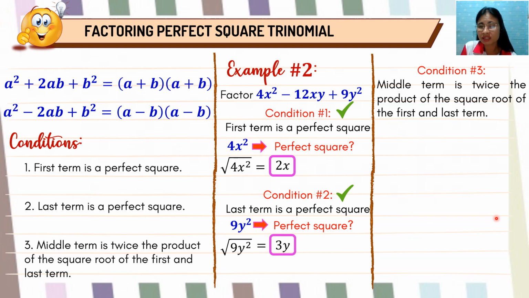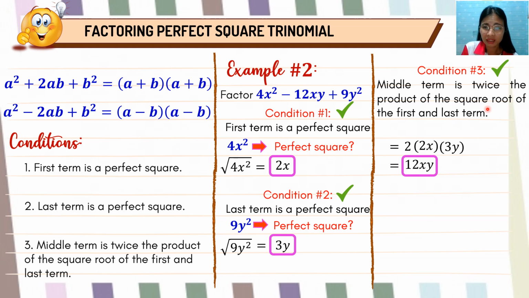Middle term is twice the product of the square root of the first and the last term. So, twice is double. Our first term is 2x, so times 2x. Our second term is 3y, so times 3y. And 2 times 2 is 4, times 3 is 12. And x times y, xy. And since the resulting product, 12xy, is our middle term, meaning we were able to satisfy condition number 3.